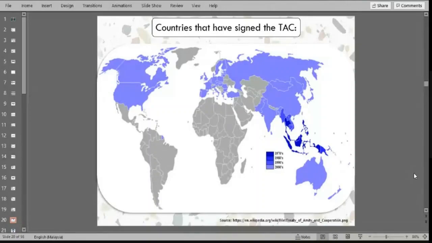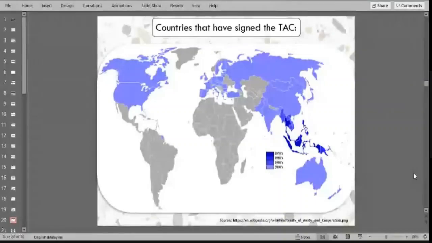Okay, so other countries also signed the TAC, and in the 21st century, okay, from the year 2000 onwards, you have the lightest shade of blue for those countries that have signed the TAC as well. So you can see that many countries have already signed the TAC with ASEAN, okay, including Australia, some of the major countries, the US, Russia, China, okay, Japan, Korea, India, Australia, New Zealand, okay, Canada, the UK as well, and some countries in Europe have signed.